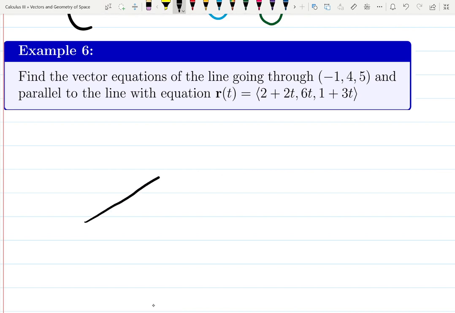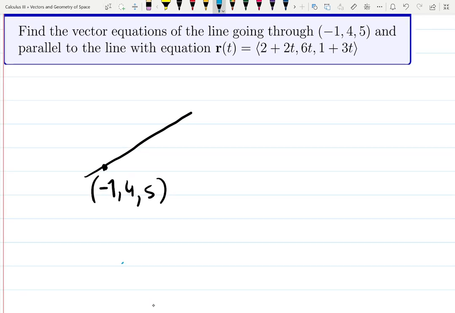So I have a line. Find the vector equation of the line going through the point. Let's draw the point minus 1, 4, and 5. This is a point in 3D. Then it is parallel to another line, and that one has a direction. So we don't know the direction of our line, but it is parallel to this line with the given direction. Direction now is a synonym of vector if you think about it. So this is R. Let me call it R.